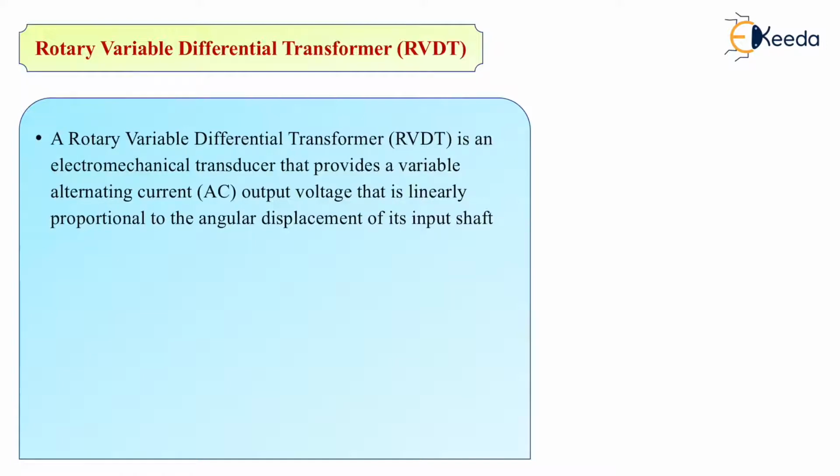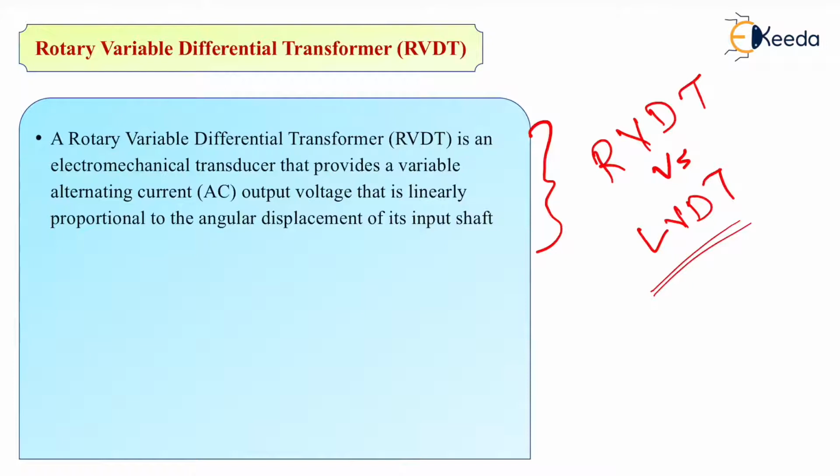Now what is RVDT? It is an electromechanical transducer that provides a variable alternating current output voltage that is linearly proportional to the angular displacement of the input shaft. So here we can see the basic difference between the RVDT and the LVDT.